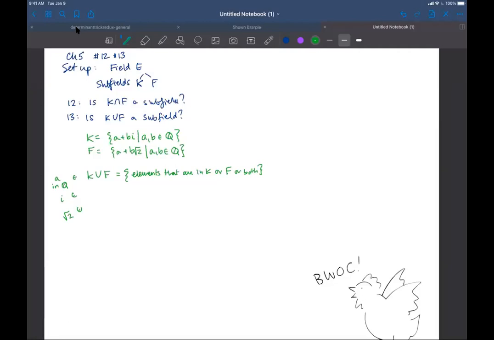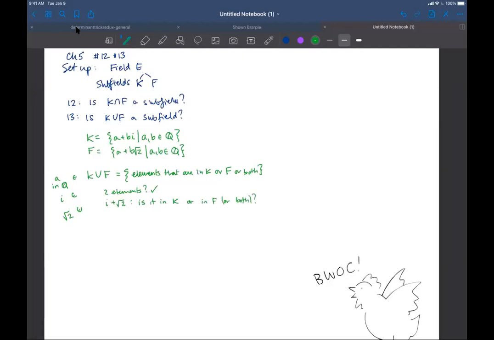And I need to know if this thing's a subfield. So one of the things I'm checking is, does it have 2 elements? So it's got 2 elements at least. Sure, we said i and root 2, and 0 and 1 if we want to. We've got some stuff in there. Then if I think about closed under addition, I'm looking at i plus root 2. And I have to ask myself some questions about this. Is it in the union, which means is it in K or in F or maybe both?